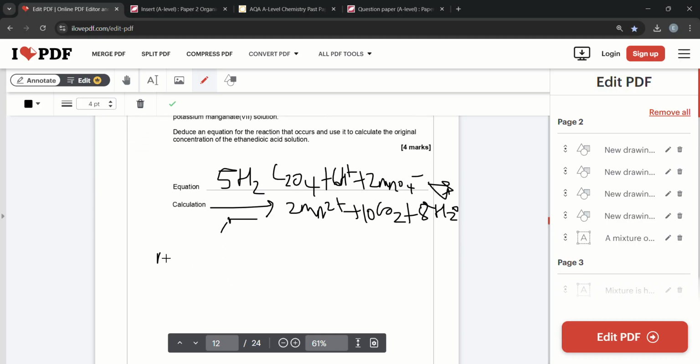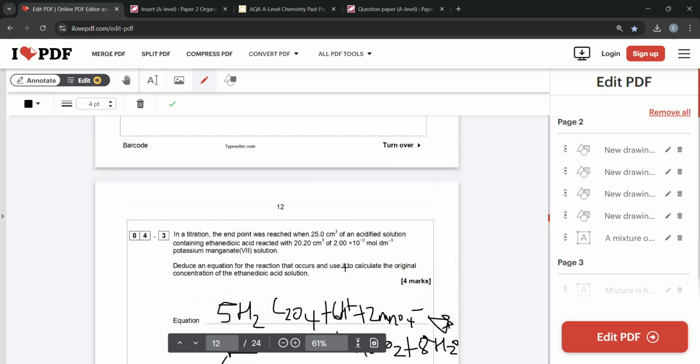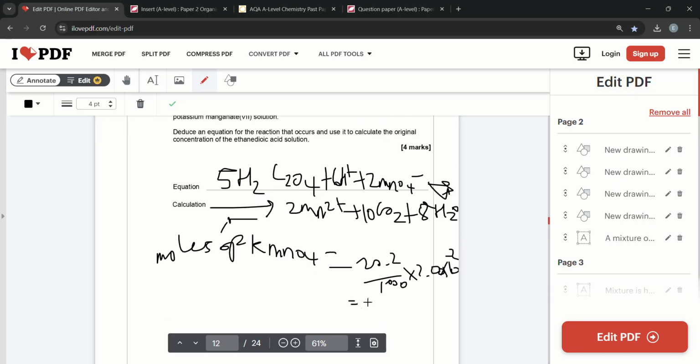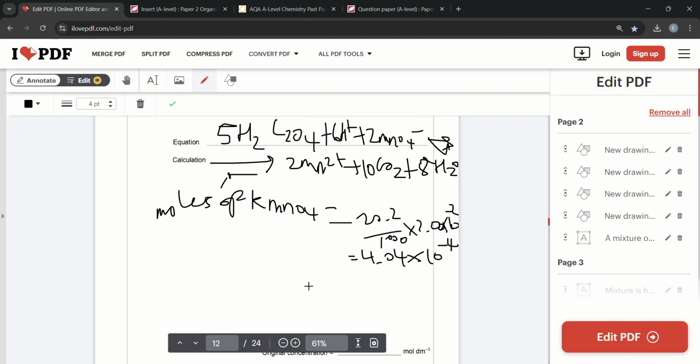Then calculate the original concentration. We need to find the moles of KMnO4, which is 20.2 divided by 1000, converted to dm cubed, times 2.00 times 10 to the power minus 2. That gives me 4.04 times 10 to the power minus 4. Now for the moles of H2C2O4, we need to multiply that by 5 over 2. I get 1.01 times 10 to the power minus 3.